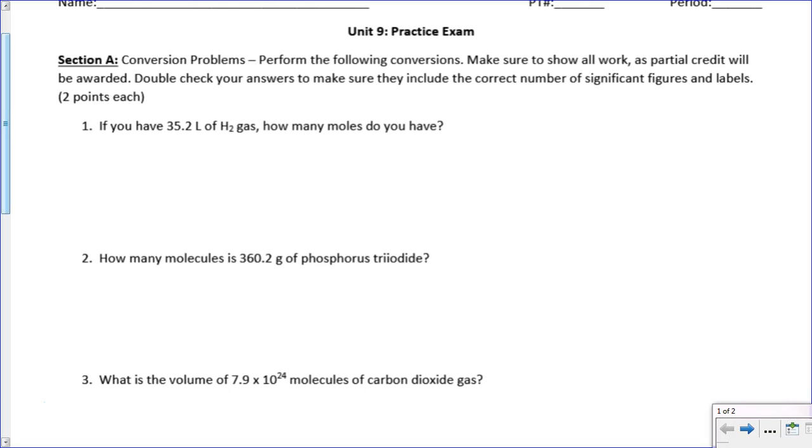Question number 1 asks you, if you have 35.2 liters of hydrogen gas, how many moles do you have? So for this one, we are going from liters, which is volume, to moles. Volume to moles is a one-step conversion, so we just need to use the conversion factor going from volume to moles, which is 22.4 liters in 1 mole. So we start with 35.2 liters of H2.